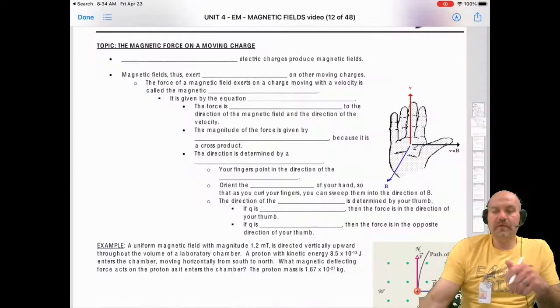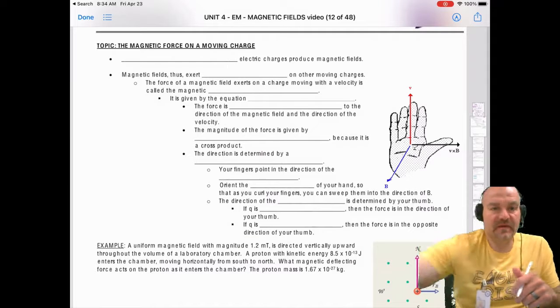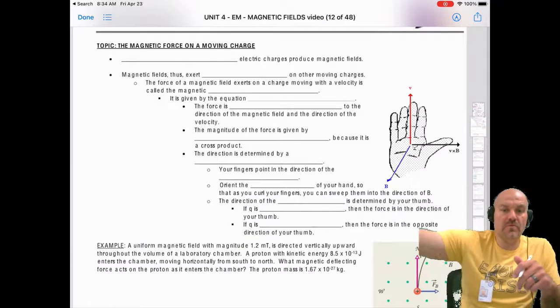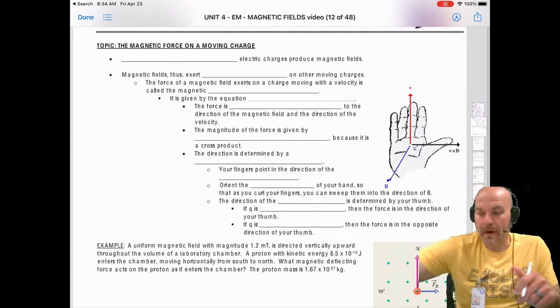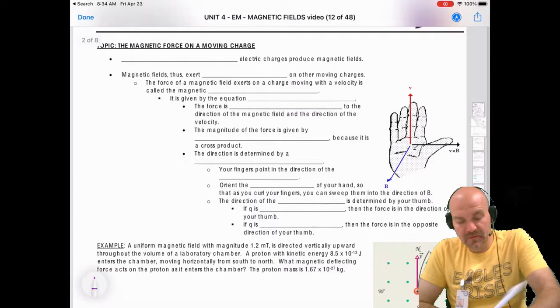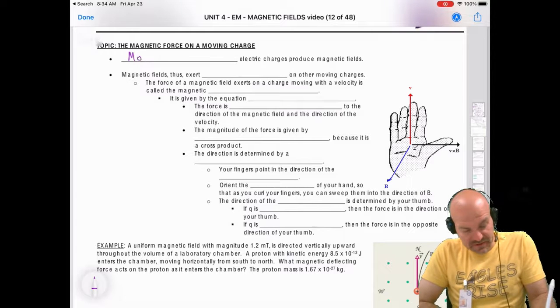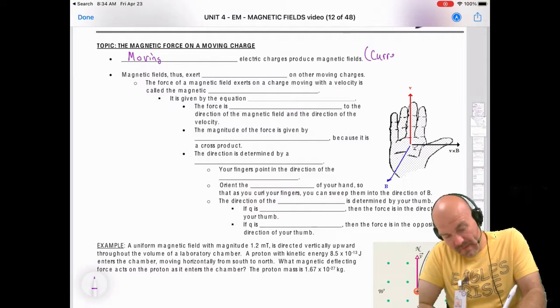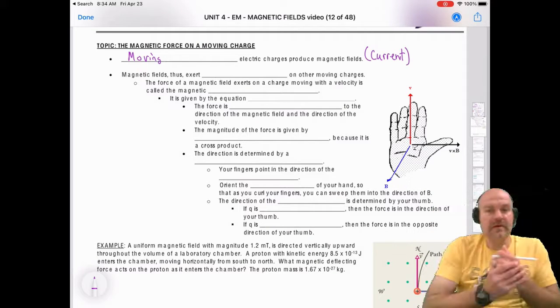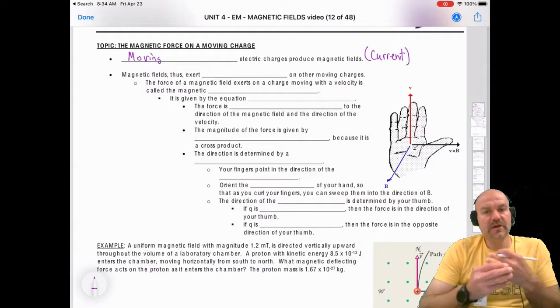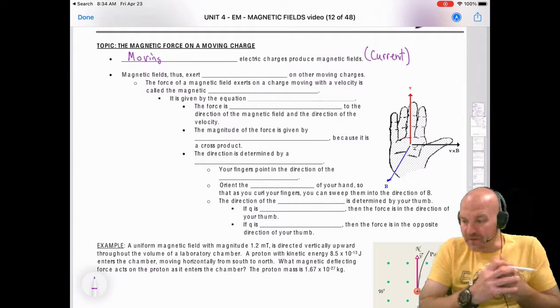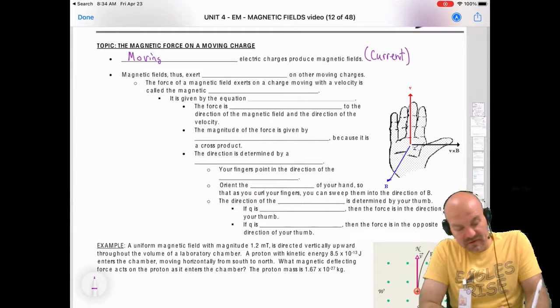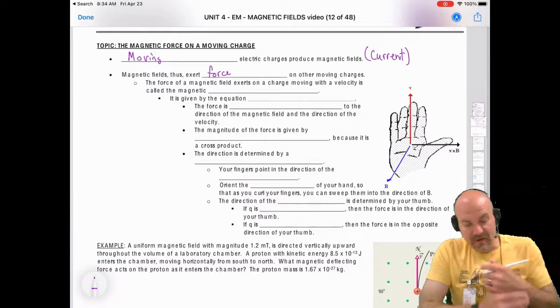Okay, so in this video, we're going to look at how the magnetic field affects the force on a moving charge. Moving electric charges produce electric fields, right? If we have a moving electric charge, that means we have current, because anytime you have a flow of electric charge, that's a current. So magnetic fields will exert a force on moving charges.